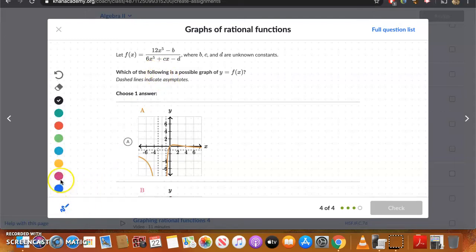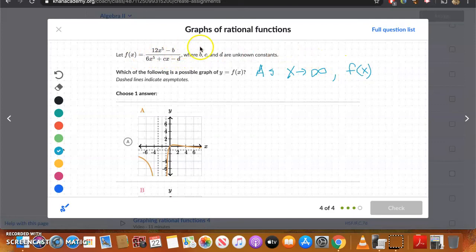So according to our end behavior, as the x values get very big or very small, let me write it down. As x approaches positive or negative infinity, let's see what's going on. What does f of x approach? You know what, let's do it one at a time here. Okay. So as x approaches positive infinity, what is f of x going to approach?